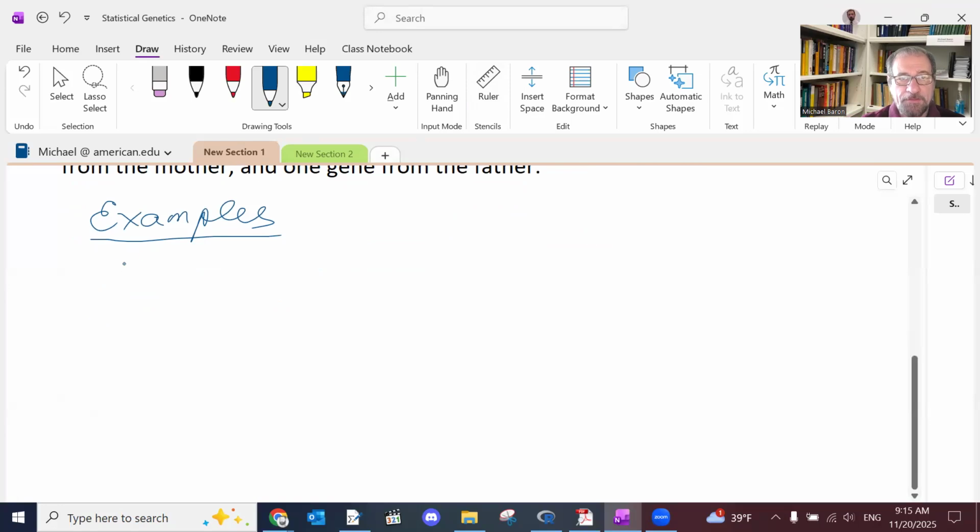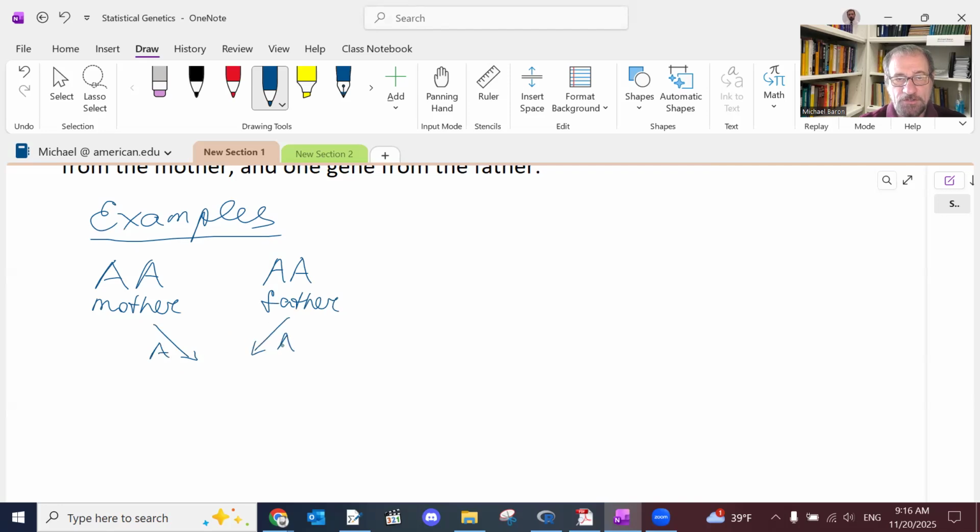Suppose both father and mother have only dominant genes. So AA is the mother and AA is the father. What can be the child? Mother donates one of her genes. Father donates one of his genes. And as a result, the child will necessarily be dominant. So the child will have both dominant genes with probability 1. The child has no choice.